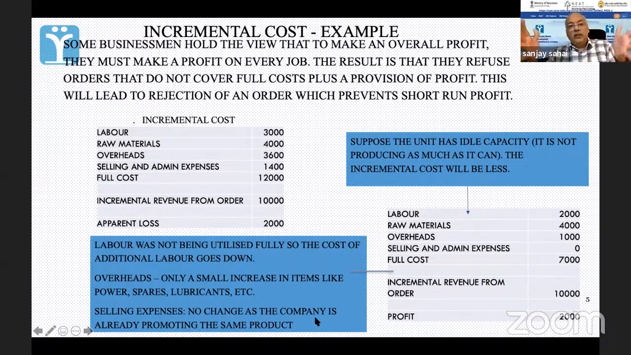So what happens is, if I look at it in terms of incremental cost, I can then see that it is maybe good for me to take on additional work, utilize my idle capacity, and make some profit out of that. Otherwise, it was lying idle, it was not being used. Here is a chance to increase my sales.